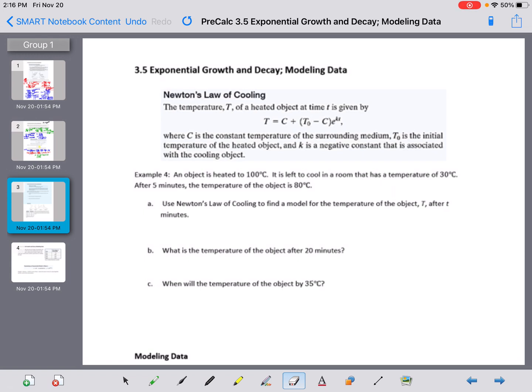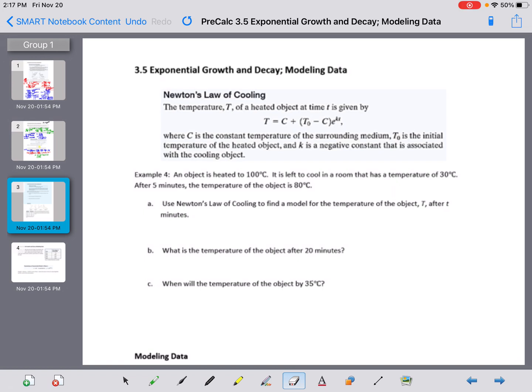So we have an object that's heated to 100 degrees Celsius. It's left to cool in a room that has a temperature of 30 degrees Celsius. And after 5 minutes, the temperature of the object is down to 80 degrees Celsius. Okay, so first we're going to find the model by finding what our k is.